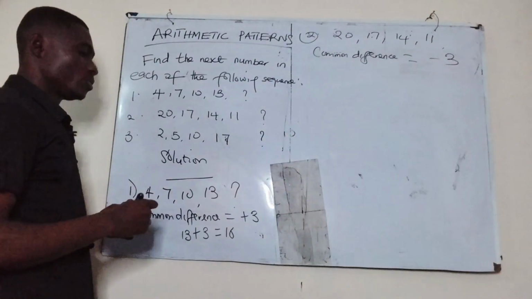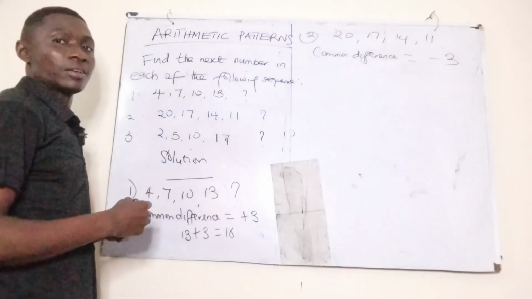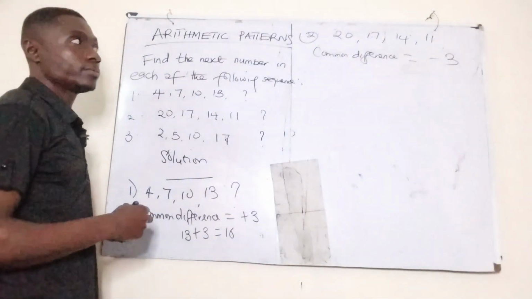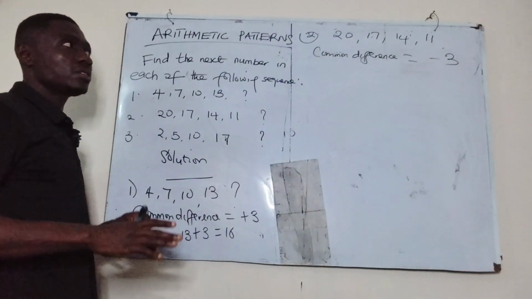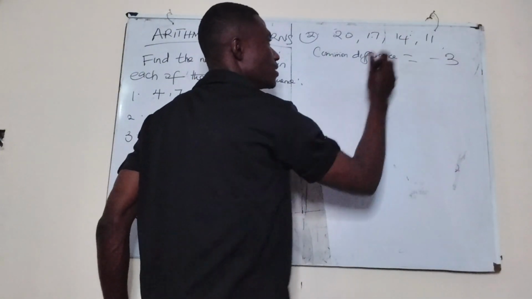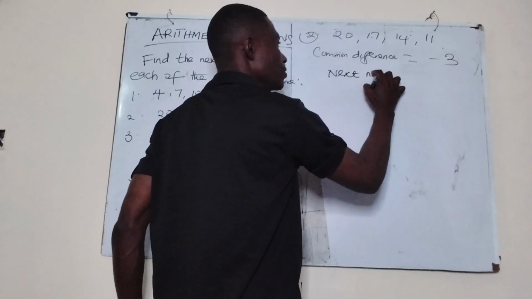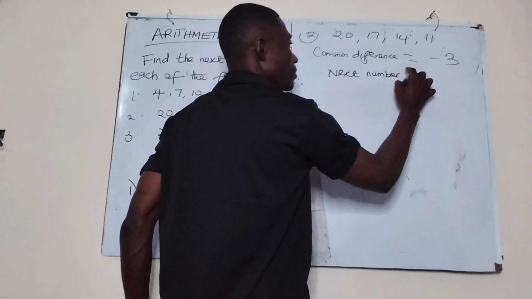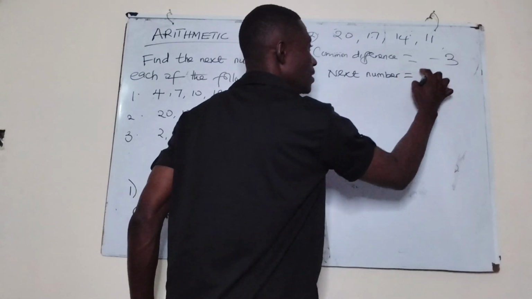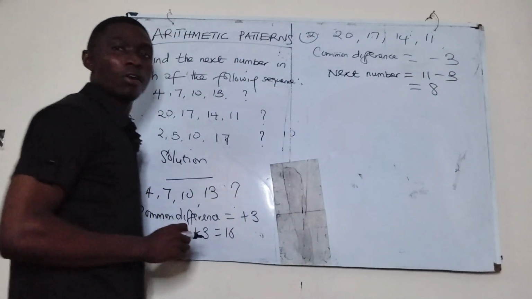So what's going to be the next number now? What are we expecting as our next number? It means it is decreasing by 3. So the next number, considering the last one that we have, should be 11 minus 3. So our next number in this sequence is obviously 8.